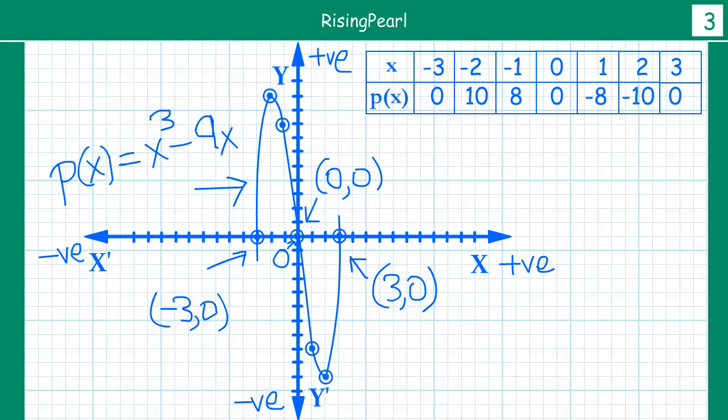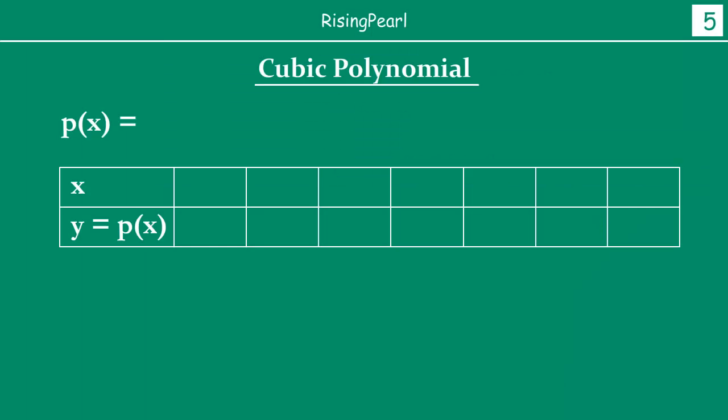Now why don't we take a look at one more example. So this time let's take the polynomial x cubed. Quite simply, this is our polynomial and we want to draw a graph of it. So let's start with x values minus 3, minus 2, minus 1, 0, 1, 2, and 3.